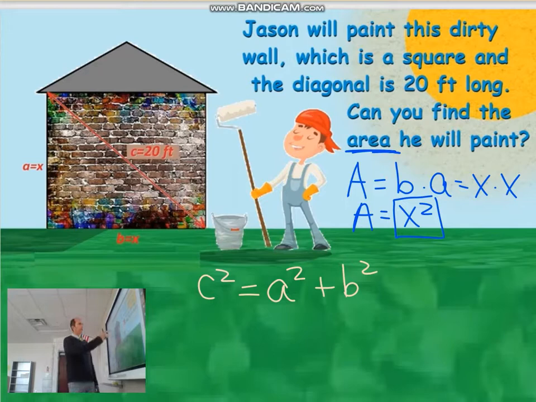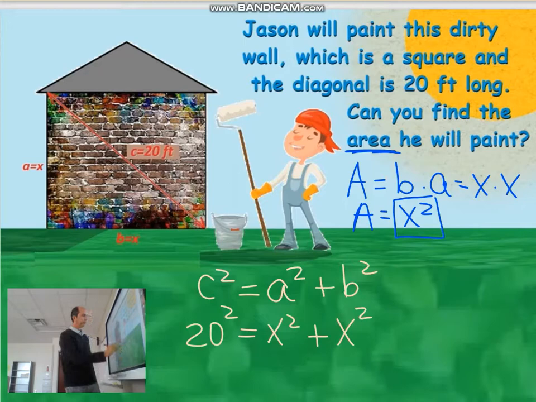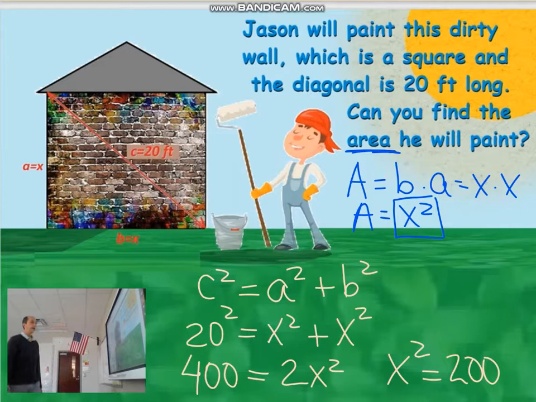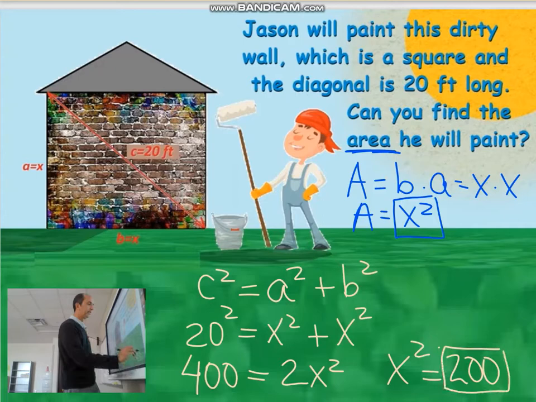The diagonal is the hypotenuse, that means c equals 20, and a is equal to x, and b is also equal to x. You're going to find 20 squared is 400, equals x squared plus x squared, 2x squared. Divide both sides by 2, x squared equals 200. That means the area is going to be 200 square feet. This is the area, x squared equals 200 square feet.